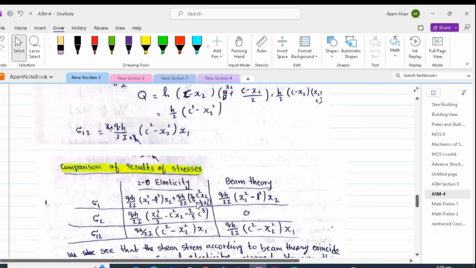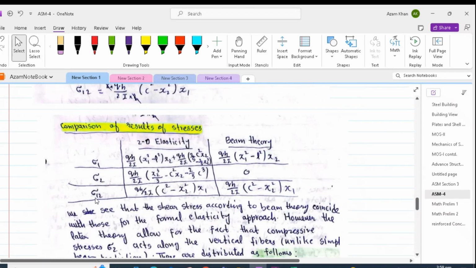So theory of elasticity gives us an additional term for sigma 1. The theory of elasticity also gives us stress in x2 direction, which is qh by 2I (x2 cube by 3 minus c square x2 minus 2 by 3 c cube), whereas sigma 2 is 0 in the case of beam theory.